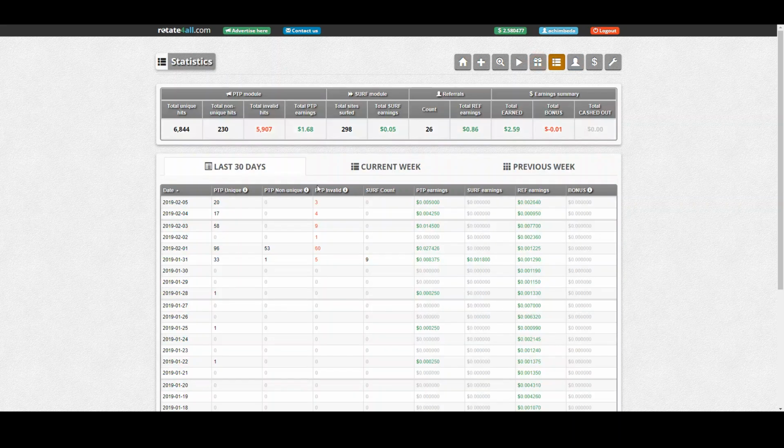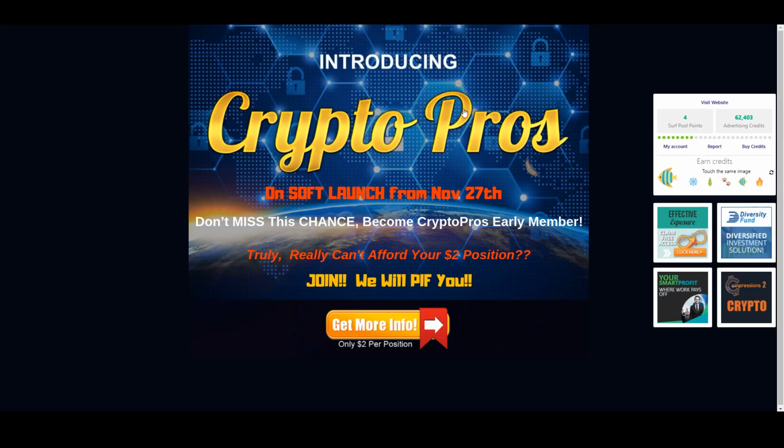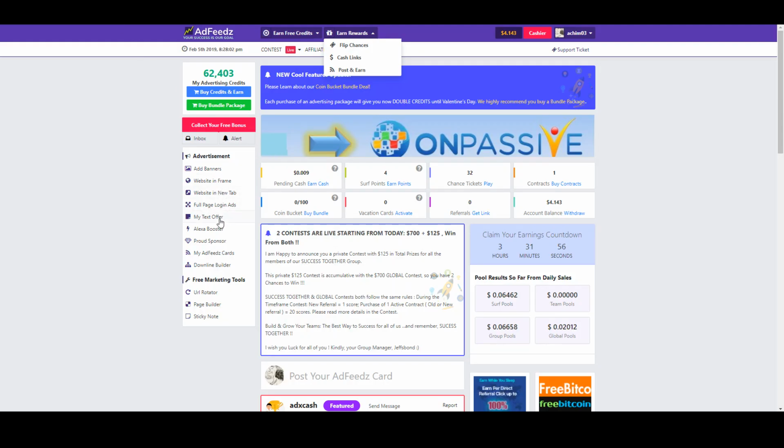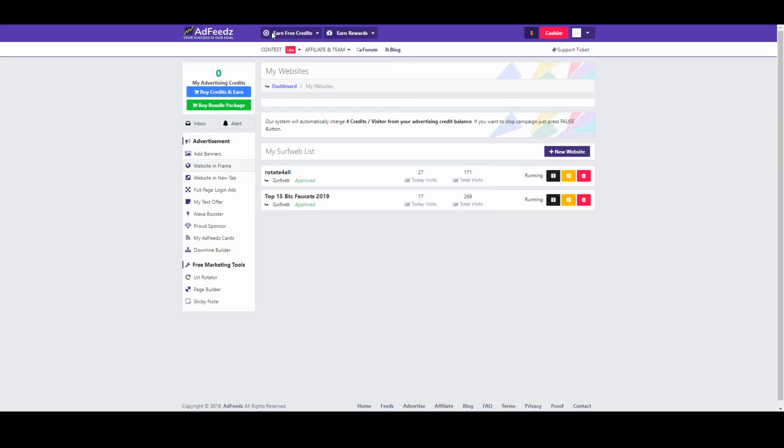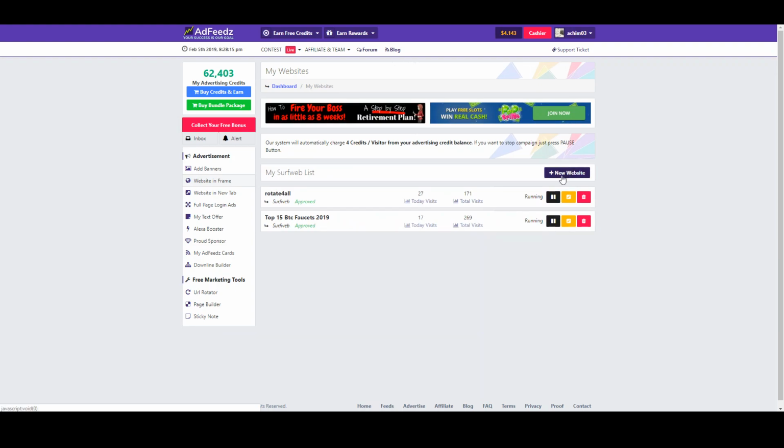And when I check my stats, you see I have very few invalid PTPs with Adfeedz. It pays me again. So on one hand, I get paid to surf. On the other hand, I get paid for showing my PTP link. It is very easy to add your PTP link. You just go to website in frame, and this happens from time to time. Don't worry, it will come. And here you just add a new website. I have added it Rotate for All already, and I got today 27 visits.